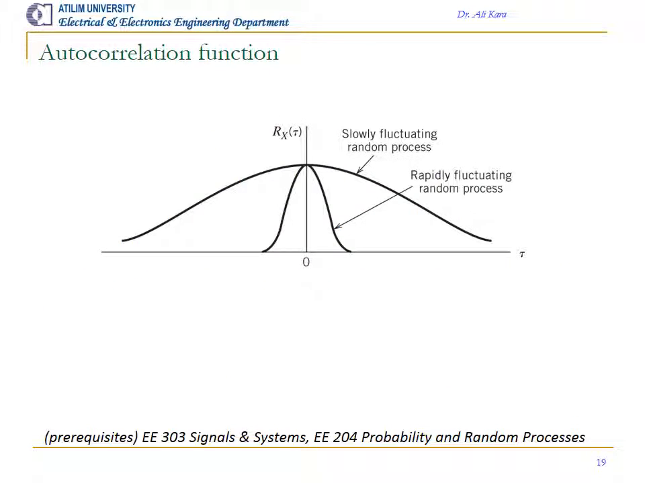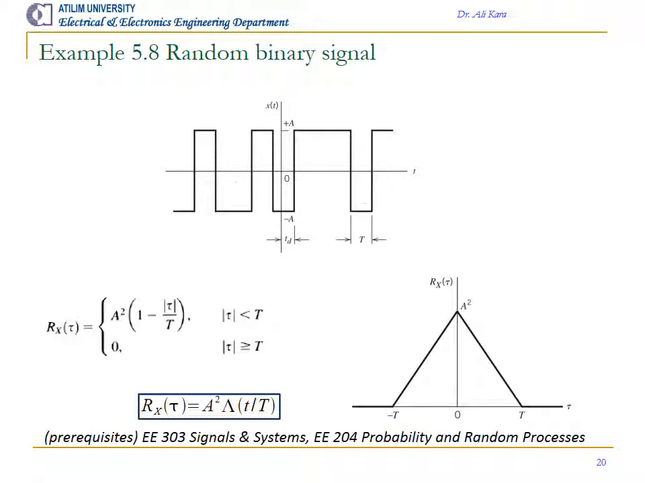courses. Autocorrelation function. This figure shows the idea of a slowly changing and rapidly changing random process. The more flat curve is the curve of a slow process, whereas the curve that is more confined is the rapidly changing process. Example 5.8, random binary signal.